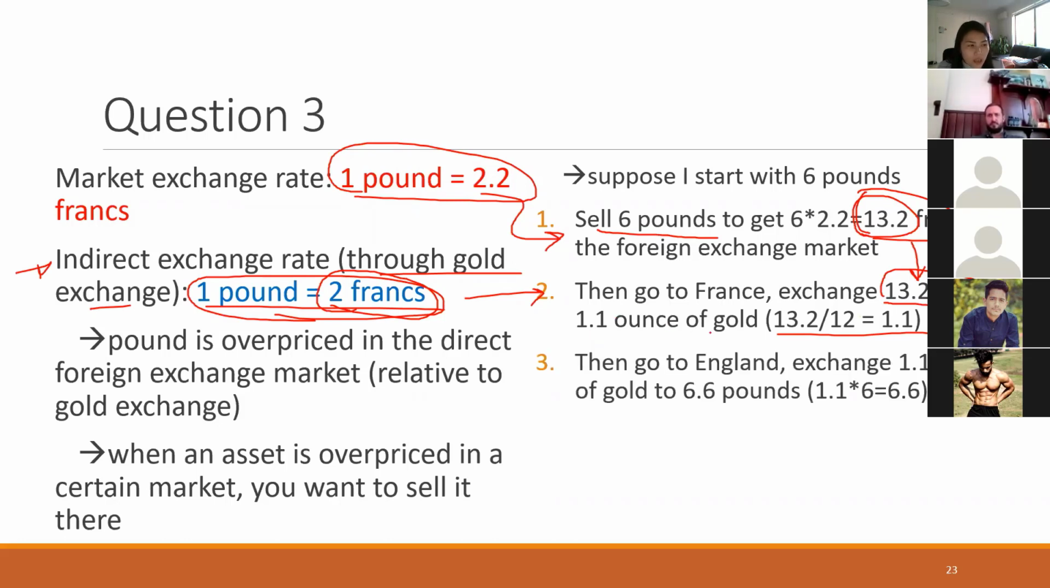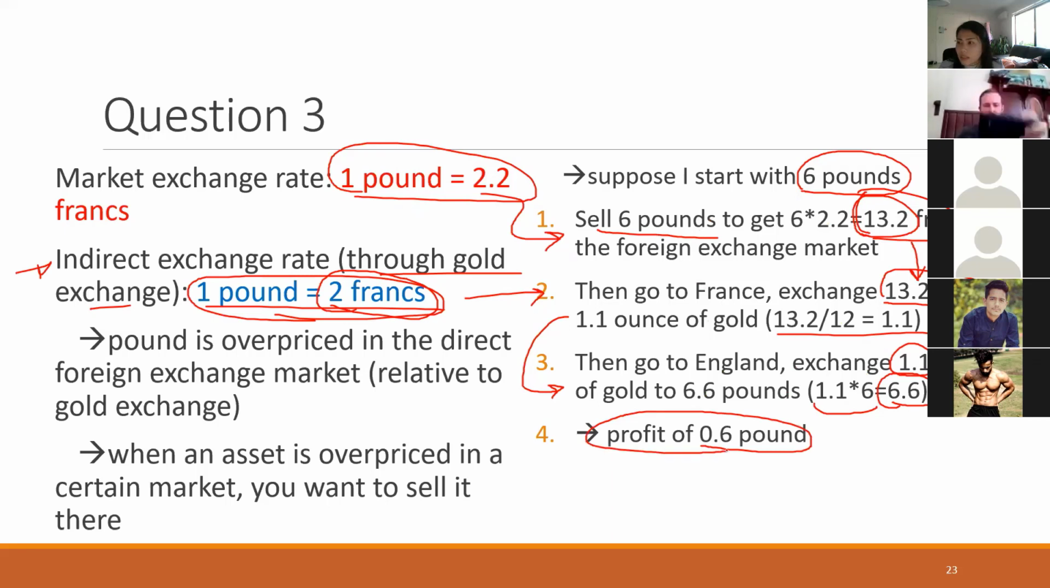What do I do next? Once I get that 1.1 ounces in the second step, I'm going to exchange it back into pounds. If I exchange 1.1 ounces into pounds, I'm going to get 6.6 pounds, because for every ounce I exchange it for 6 pounds. So 1.1 times 6 is 6.6 pounds. If I compare the proceeds from step 3 and the initial amount that I start with, I can see that through these transactions I have earned a profit of 0.6 pounds.